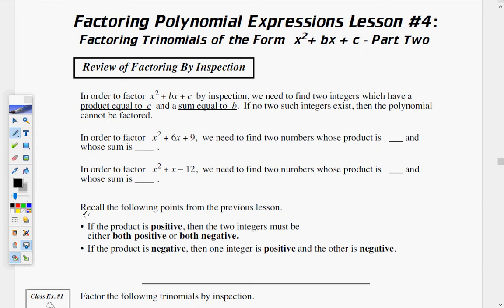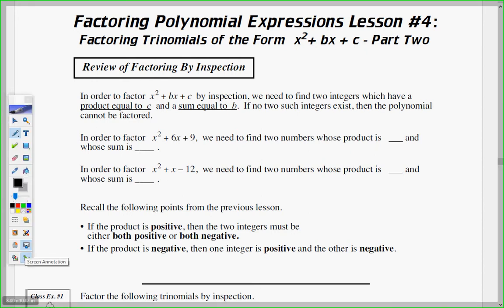In order to factor x squared plus 6x plus 9, we need to find two numbers whose product is 9 and whose sum is 6. In that case, it'd be 3 and 3. 3 times 3 is 9, 3 plus 3 is 6. Again, that's the puzzle. That's the game, right?